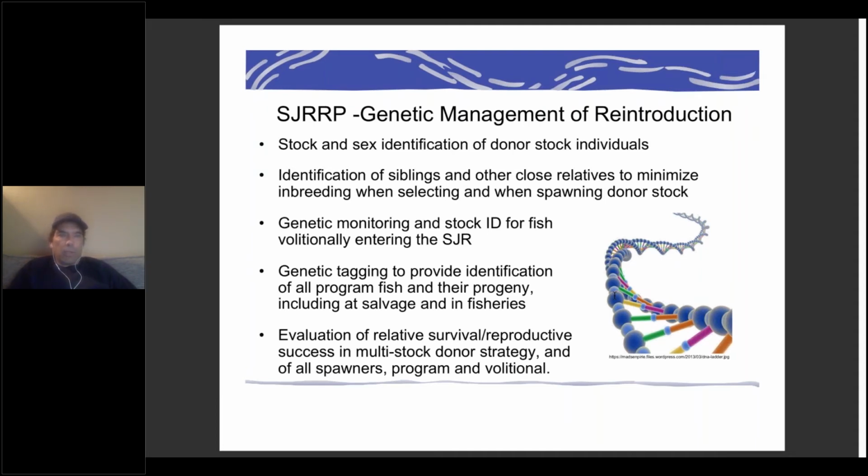And in addition to that, any fish that does enter the San Joaquin River, either volitionally or through human transport, is getting a genotype, which will then genetically tag all of its progeny and allow them to be identified at any point in their life history, including down in the Delta or in ocean fisheries. And then eventually we hope to very carefully evaluate the multi-stock donor stock strategy that is still on the books as part of the program, when it's feasible to take fish from the other spring run populations in the valley.